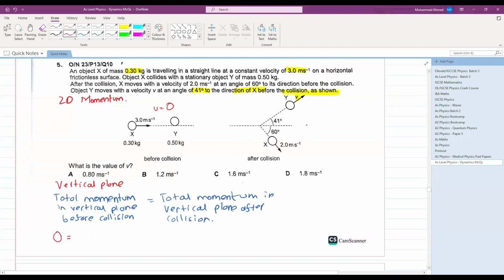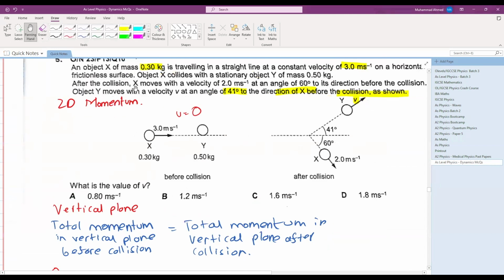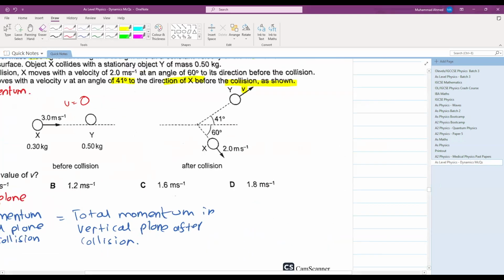What will be the total momentum in the vertical plane after collision? So after collision, you have two vertical velocities in the vertical plane. Let me mark those. One velocity is acting like this, and the other velocity is acting like this. First of all, how to calculate these velocities? These velocities are the vertical components of the diagonal velocities. This velocity v is acting at an angle of 41 degree.